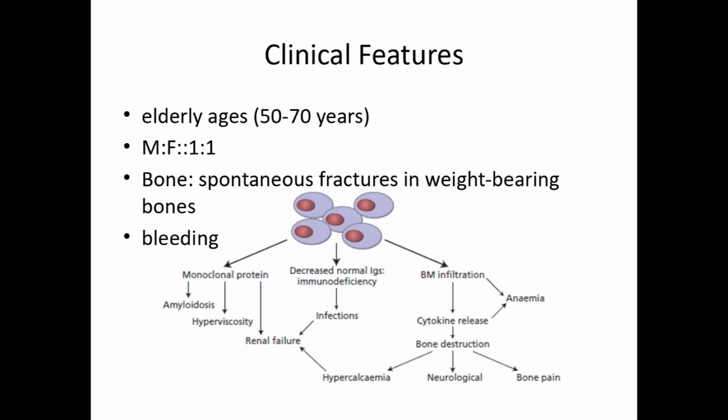The malignant plasma cells will cause production of abnormal protein leading to features such as amyloidosis, increased viscosity, also leading to renal failure, etc. They will produce decreased levels of normal immunoglobulins, because of which the patients are susceptible to infections. They will infiltrate the bone marrow, leading to reduced production of other cells like RBCs, granulocytes and platelets, leading to anemia. And also there will be bone destruction, leading to features of increased calcium in the blood and also spontaneous fractures.